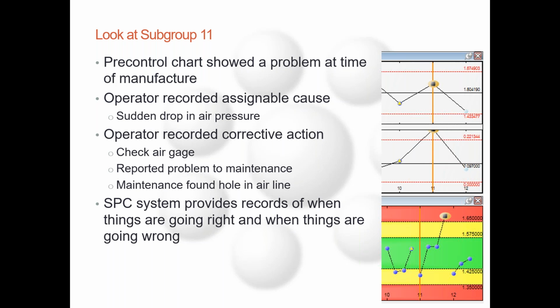So now you have a complete record, and you want to know over time, how often did you have problems like this? Why did you have problems like this? Is something rubbing against the air hose causing it to chafe? But it gives you an idea of why you go. And this is why assignable cause and corrective action at the time of manufacture are important. SPC systems provide a record of these things that are going right, the data that's in control and in tolerance, and when things are going wrong, that's the assignable cause and corrective action.